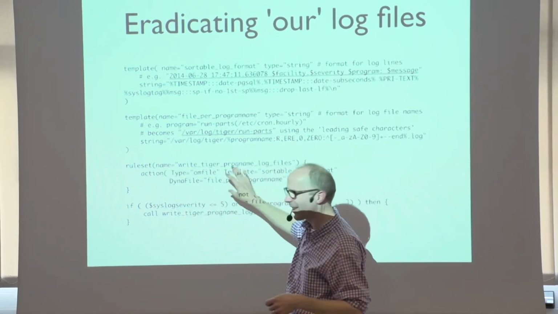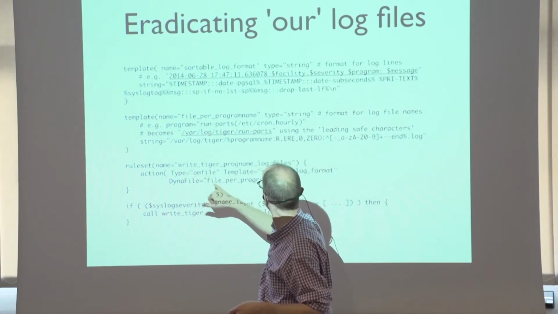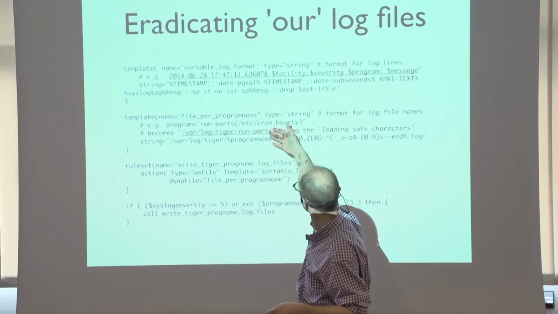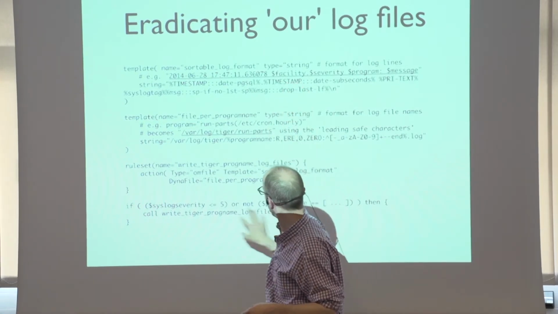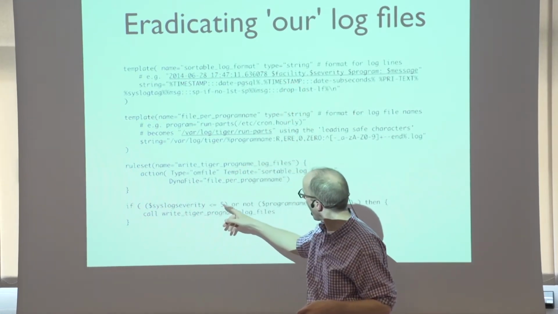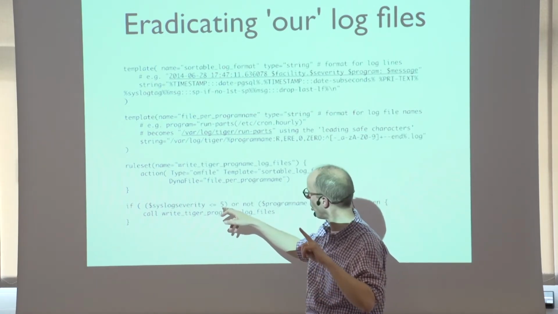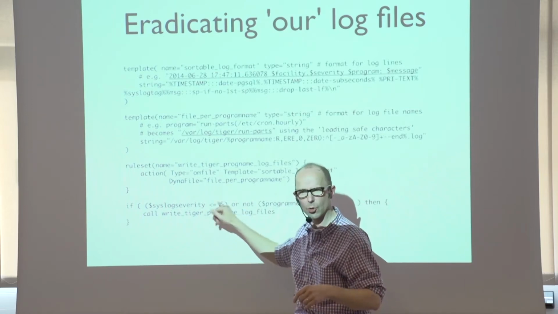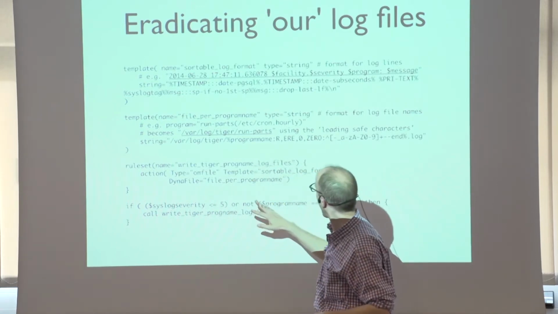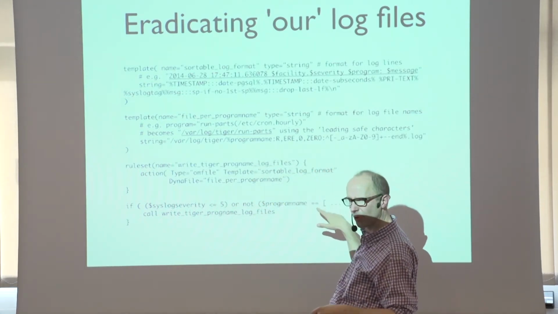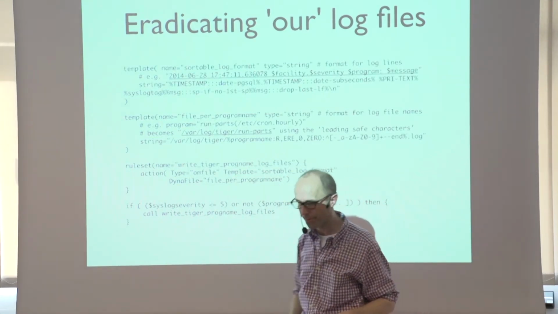Here's a rule set. This is like a subroutine in rsyslog, and it only does one thing. It says write to a file using this file name and this format. And then here we say any messages that come in that have severity of info or higher, and syslog uses this crazy numbering scheme, so lower numbers are higher severity, except some list of programs that are a bit too noisy. Call this subroutine to write the output.